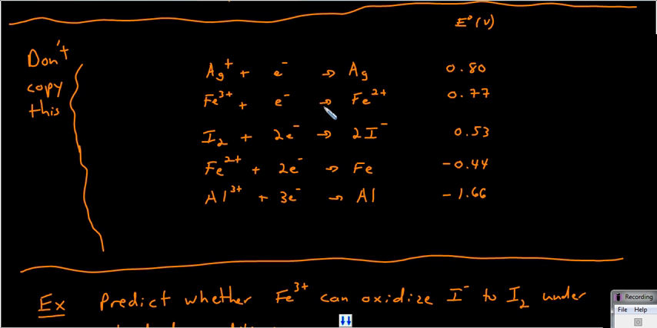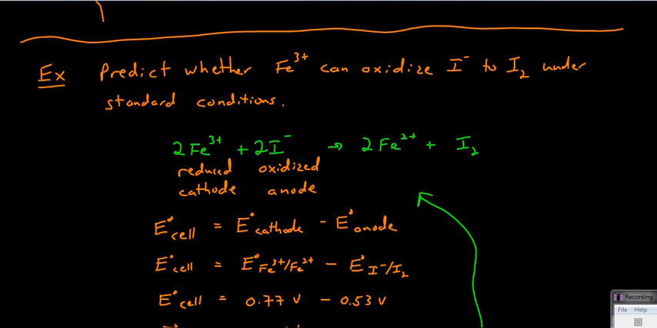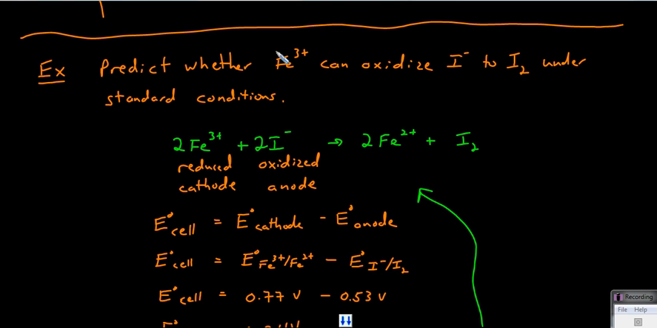Now, the standard reduction potentials chart has many, many elements on it, but I'd like just to write a couple of them here. We've got silver and we've got iron, iodine, aluminum. And we can use this to solve some problems. For example, our first question is, predict whether iron 3 can oxidize iodide to iodine under standard conditions.